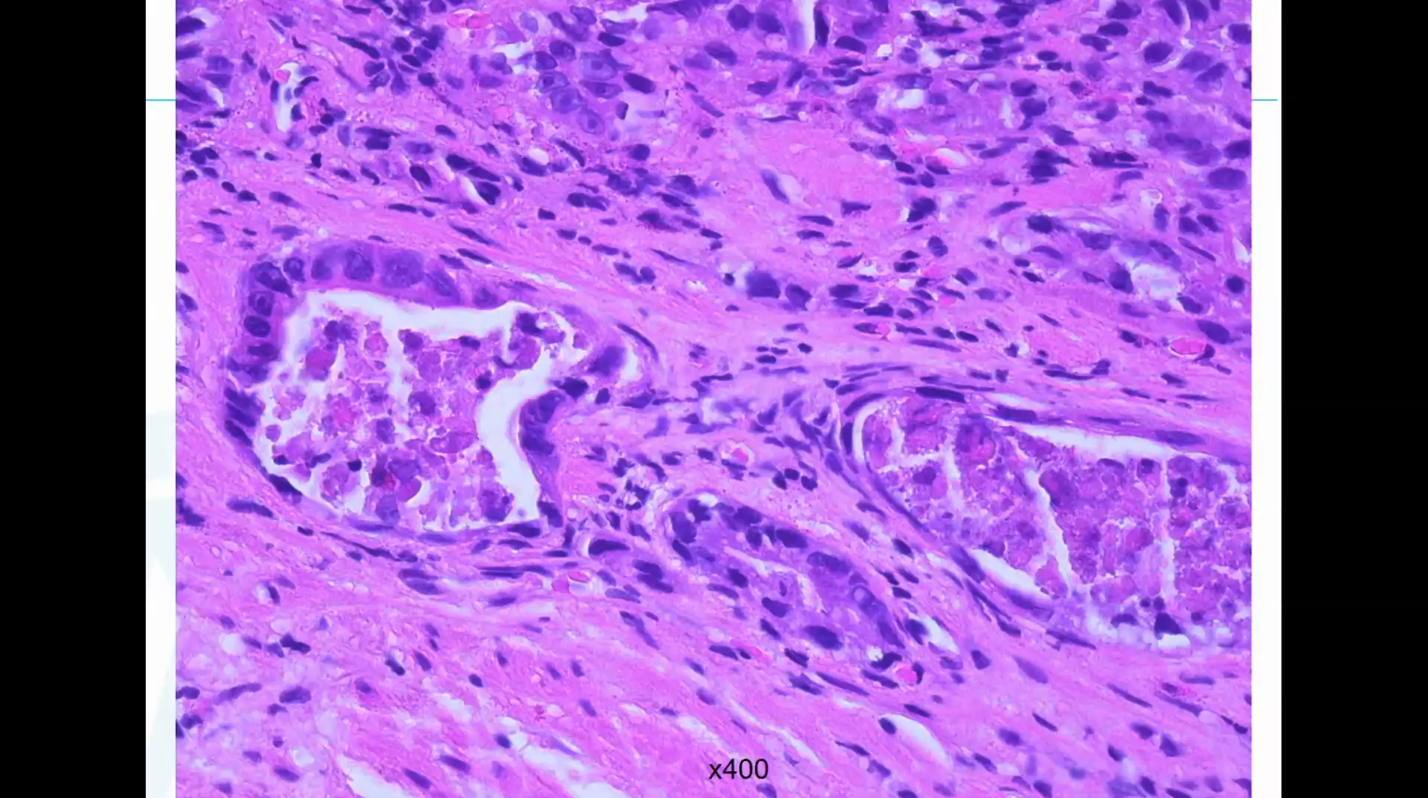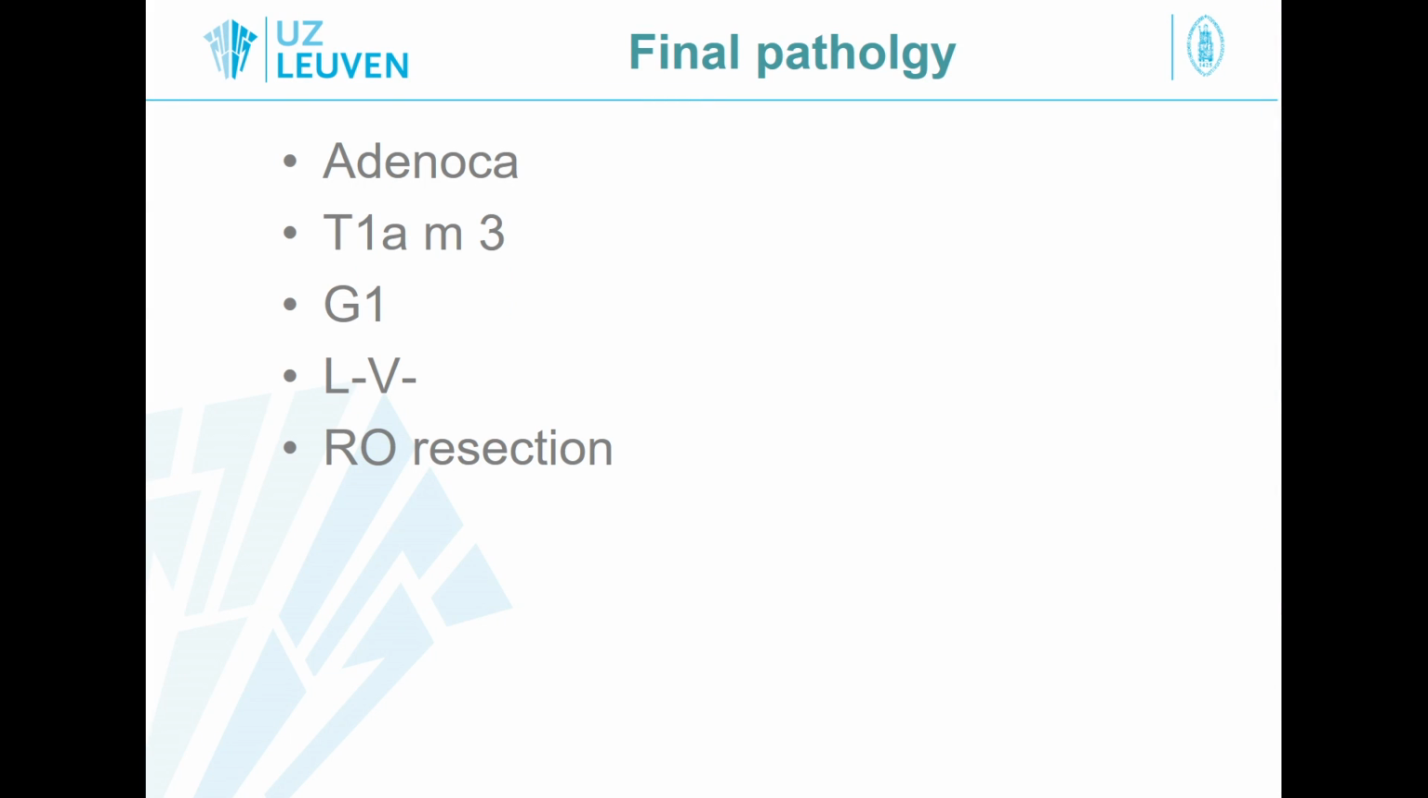Okay, so eventually we could find it. We had an adenocarcinoma T1a-m3, which was well differentiated without lymphovascular infiltration and an R0 resection. So this illustrates how all these techniques can help you to find the lesion. And I think primary RFA would not have been the right way to go in this patient. So sometimes a little bit of time and looking long enough can help the patient out.